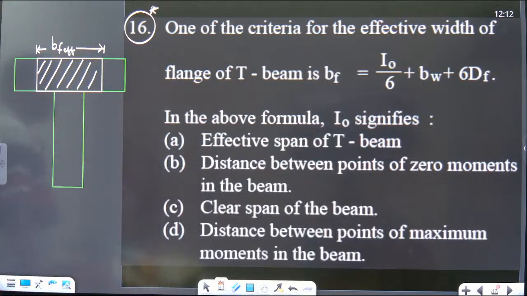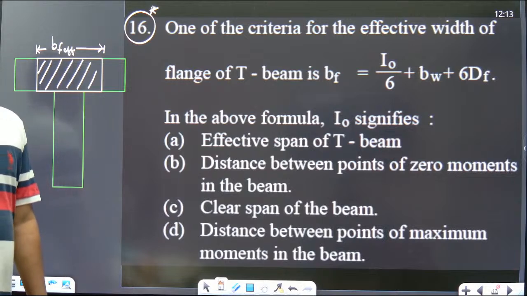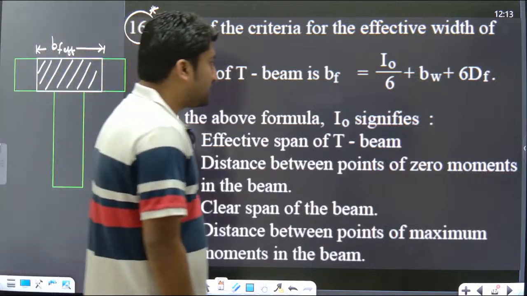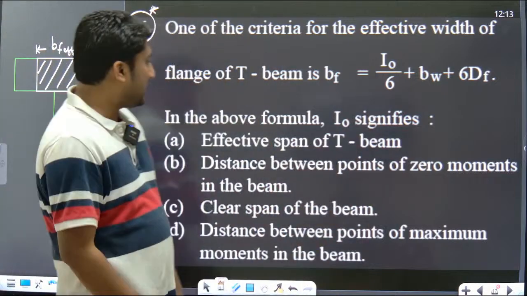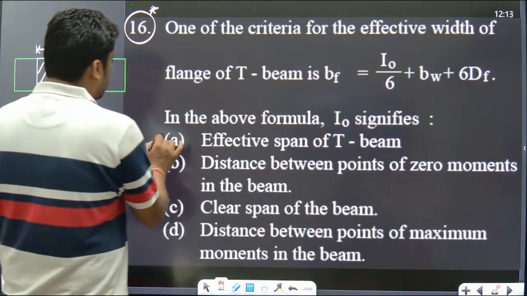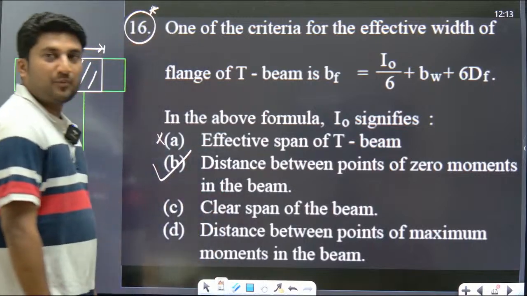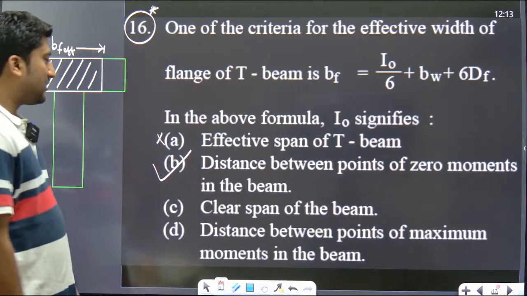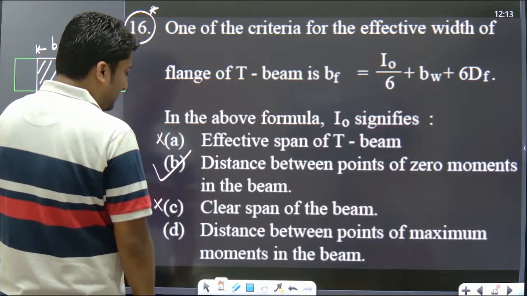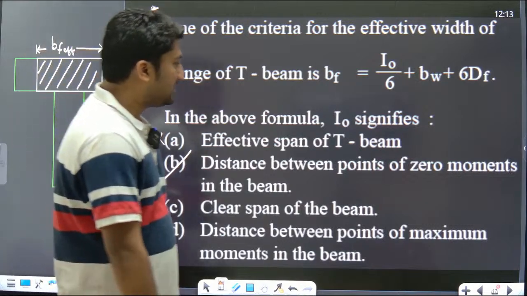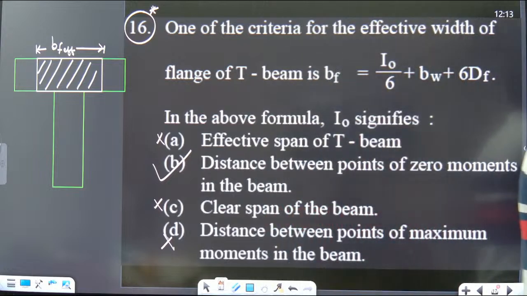Clear? So what is this? Here you must have studied L by 6 plus BW plus 6 times DF. So what is this value? Yes, very good. This is the distance between points of zero moment. Understood? Effective span of T beam is not the correct answer. Clear span of the beam is not the correct answer. Distance between points of maximum moment is not the correct answer. Option B is the correct answer: distance between points of zero moment in the beam. Clear everyone? L naught by 6 plus BW plus 6 times DF.